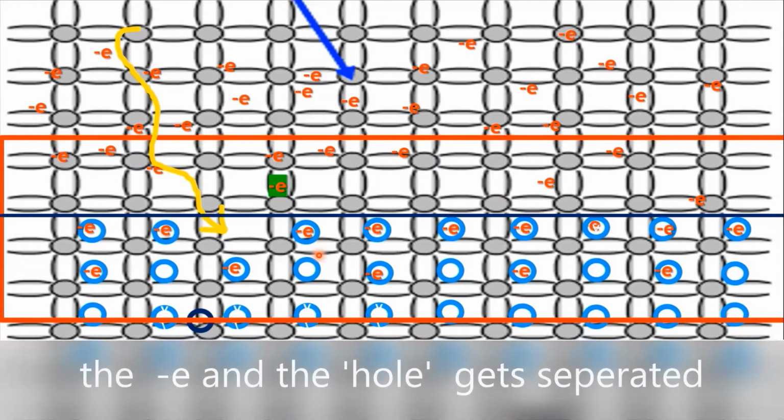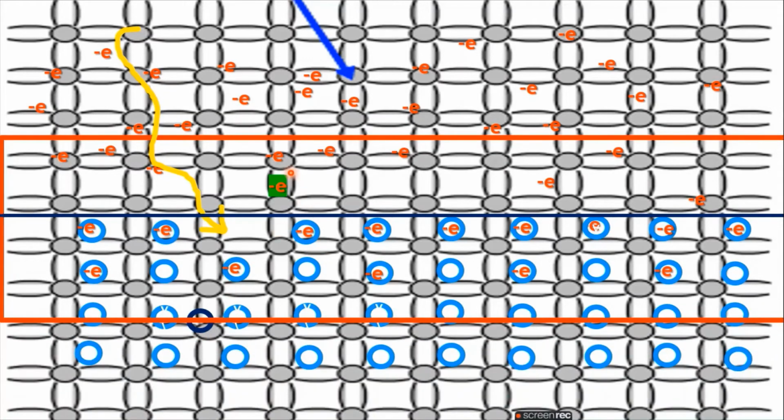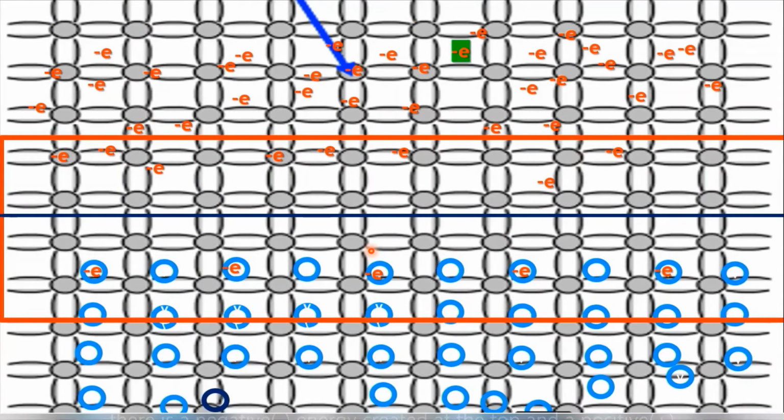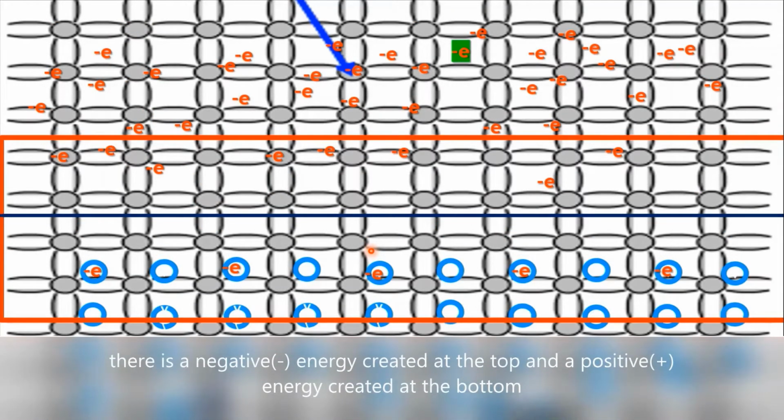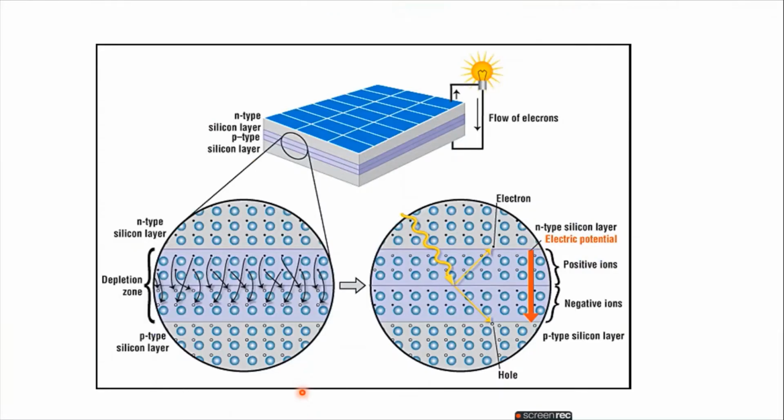So the electron and the hole again get separated and the electron travels to the top and the hole to the bottom. This way, there is a negative energy created at the top and a positive at the bottom, hence producing electricity. Now let's see how these charges are recycled with the help of the given illustration.